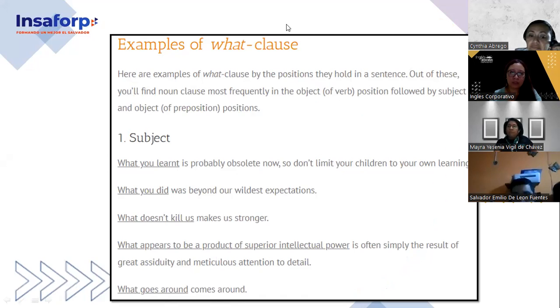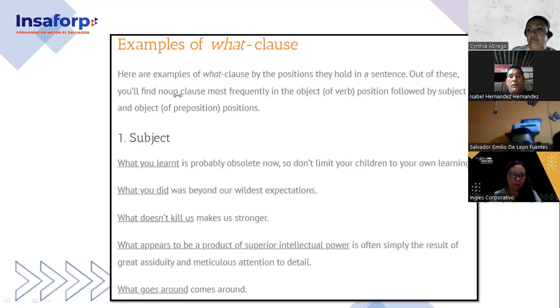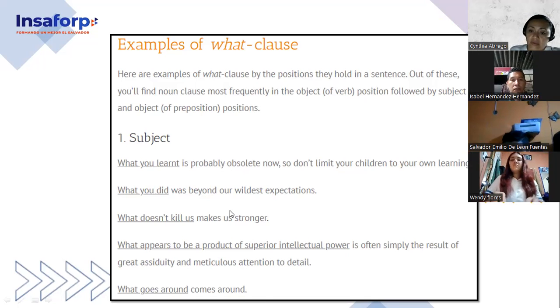So, Cynthia, usted me ayuda con la introducción. Llevamos las demás manitas. Isabel Hernández, usted me ayuda con los primeros 3 ejemplos. Y Salvador me ayuda con los últimos 2 ejemplos.